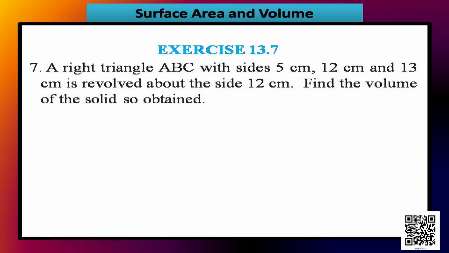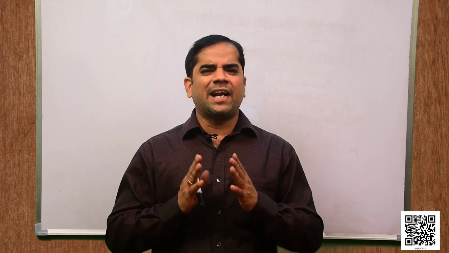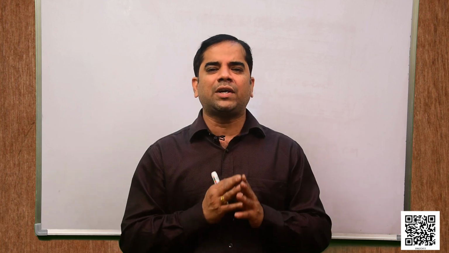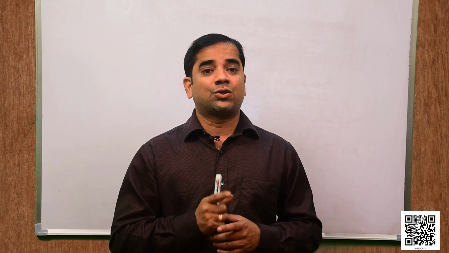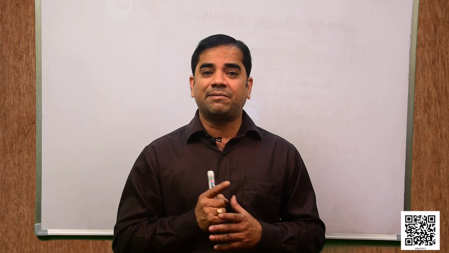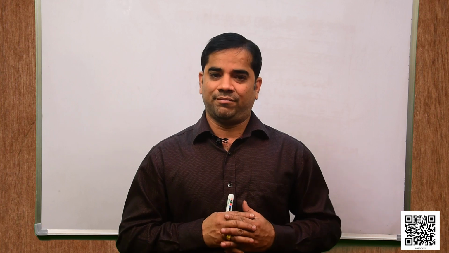It says, a right triangle ABC with sides 5 cm, 12 cm and 13 cm is revolved about the side 12 cm. Find the volume of the solid so obtained. Okay. So, let us solve the question. So, students, when a right angle triangle ABC is revolved about its side 12 cm, a cone with height 12 cm, radius 5 cm and slant height 13 cm will be formed.